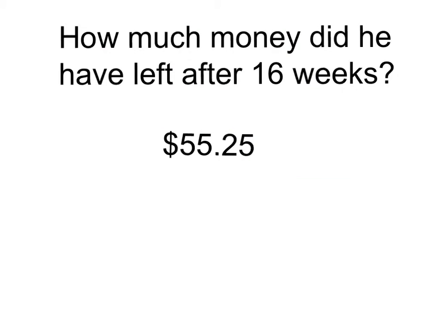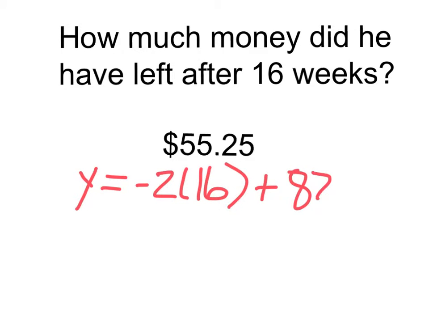The problem is, how much money did Joey have after 16 weeks? The answer is $55.25. To get there, you have to replace x in the exponential rule. So you go y equals -2(16) plus 87.25. And then you can now get your answer, which is $55.25.